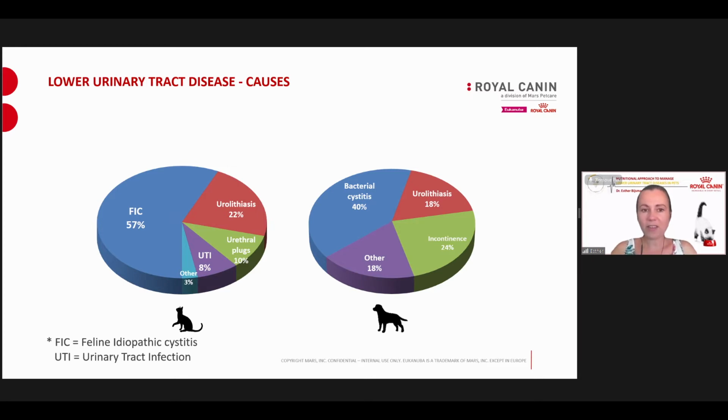In dogs, the biggest cause of urinary tract disease is actually bacterial cystitis, so urinary tract infections. And incontinence is another really big chunk of that, 24%. And like in cats, about 1 in 5 of the cases is due to urolithiasis.